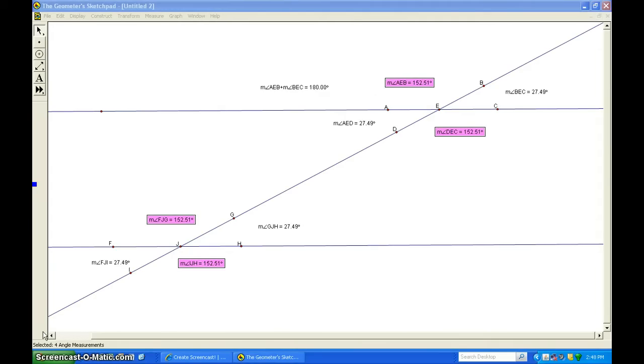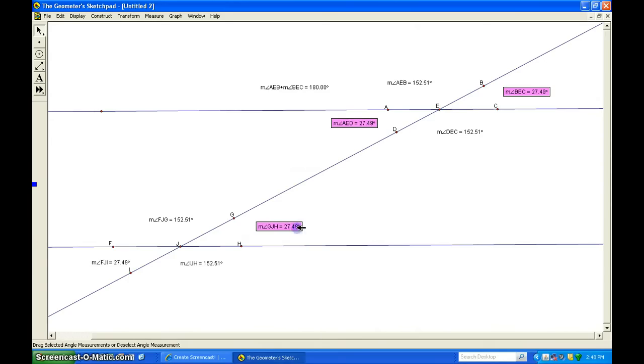One other thing I want to point out is how many of these angles are equal to each other. So we have these 4 that are equal to each other, the 152.51 degrees, and then we also have these 4. So I'm going to click away. The 27, the 27, and select 27 and 27. So in these parallel lines and a transversal, we only have 2 different degrees.